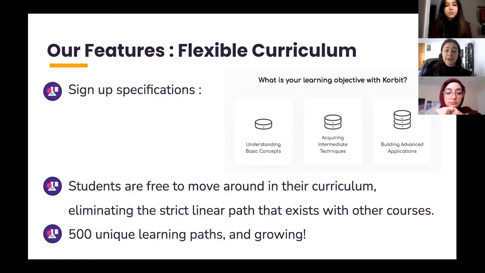The flexible curriculum lets Korbit offer an impressive 500 unique learning paths. As our platform grows and we increase the amount of content that we have to offer, this number is only going to get bigger. This fact gives us a distinct leg up over our competitors, considering that in comparison, online courses like Coursera, which I mentioned before, only offer one strict learning path.